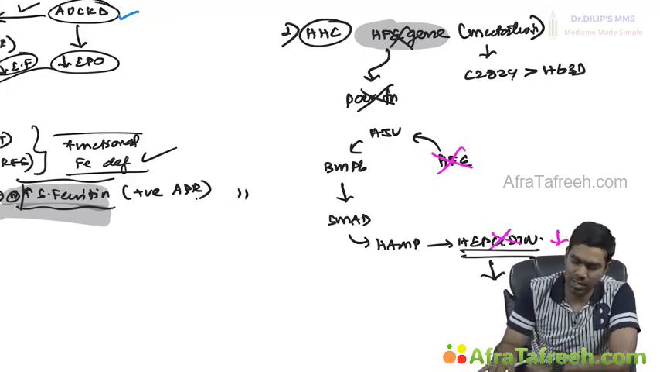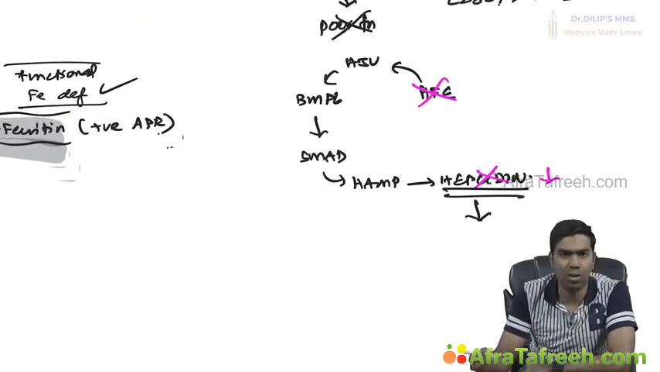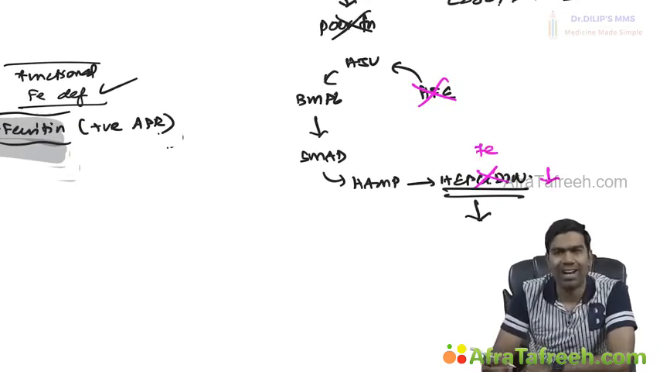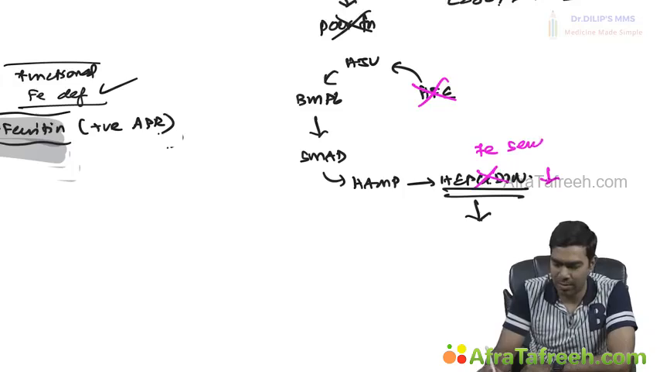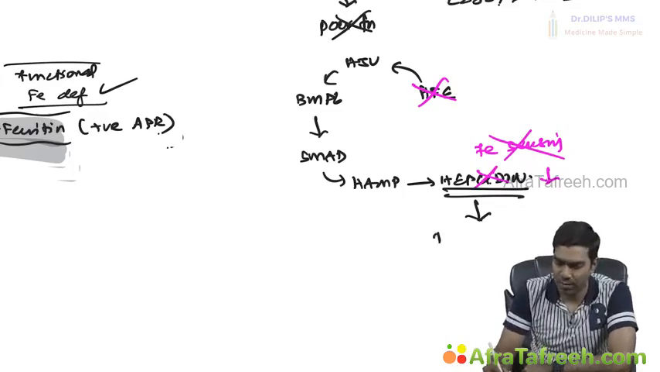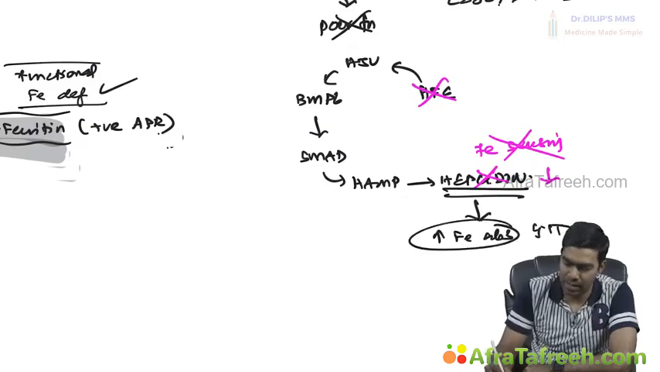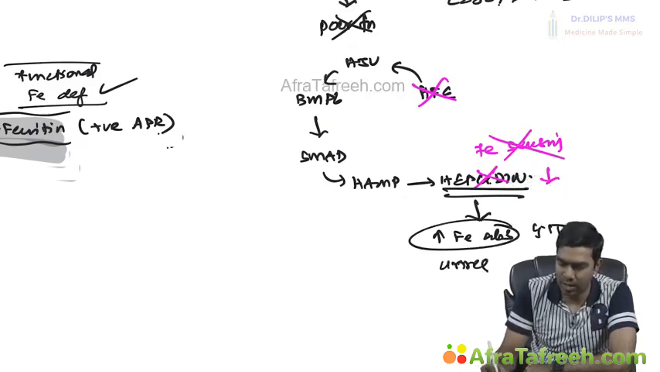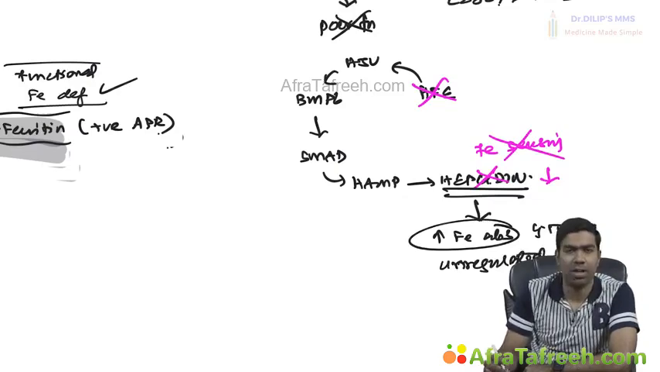So once hepcidin is low, which means it's due to disruption of the pathway, your iron sensing is lost. Your iron sensing is lost, which means hepcidin is not there at all, which is going to typically increase the iron absorption from the GIT. And it will be typically unregulated iron absorption in the GIT.